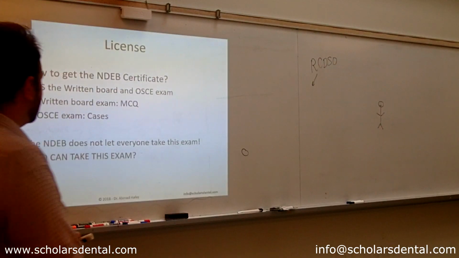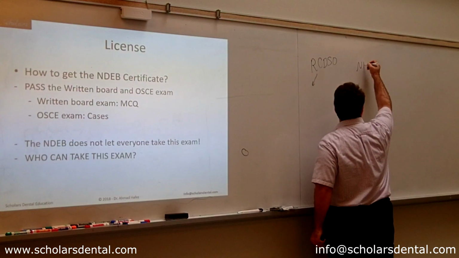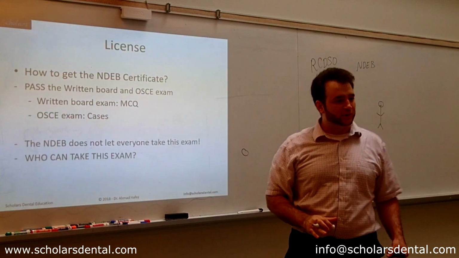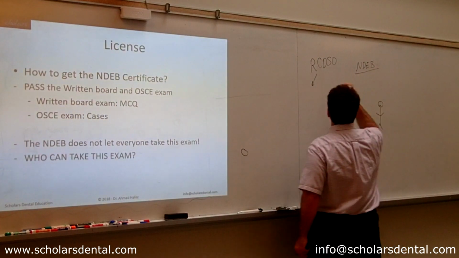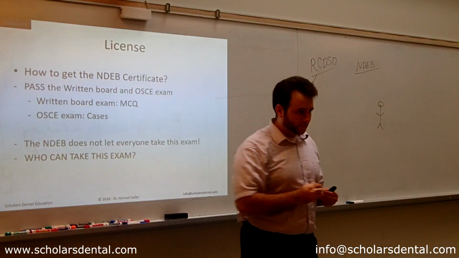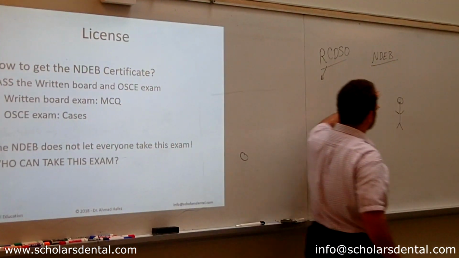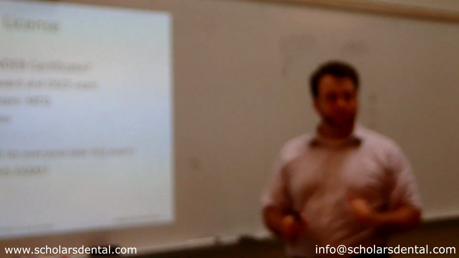So how do we get the NDEB certificate? Now, to get the NDEB certificate, you have to contact the NDEB. These are two different organizations. Okay? So the NDEB is Canada-wide. It gives you a certificate. RCDSO is Ontario. Okay? So RCDSO is going to give you your license. The NDEB is going to give you your certificate to apply for the license. You see how it works?